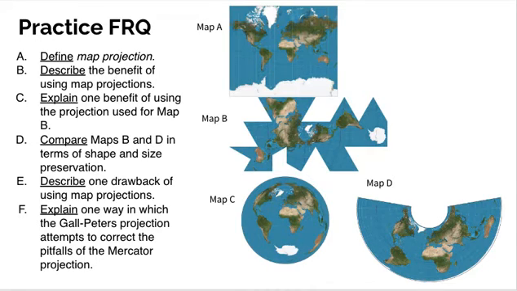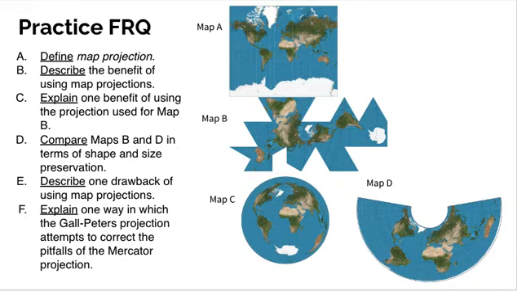But if you look at A, define map projection, you would want to give a minimum of 1 sentence, but you could stop at 1 sentence in which you define what map projection means. Then for B, you want to explain the benefit of using map projections. And so it's not asking about any particular one, it's just explaining what the benefit is of using a map projection. Okay? For C, it's saying explain one benefit of using the projection used for B.